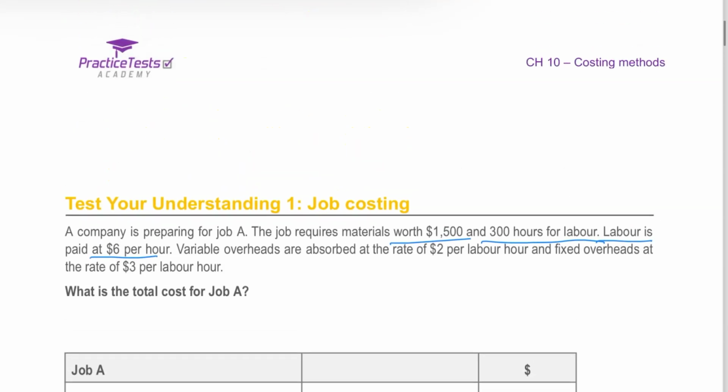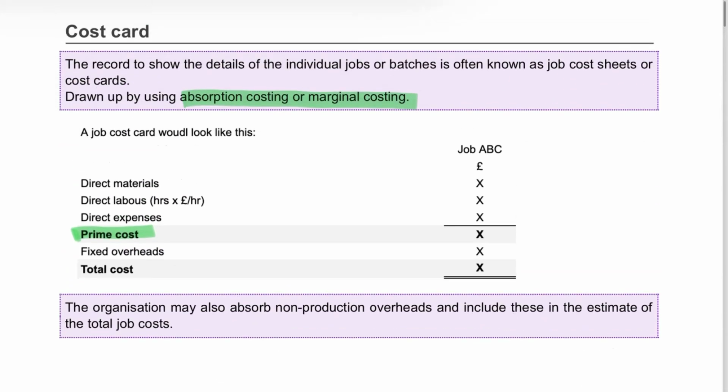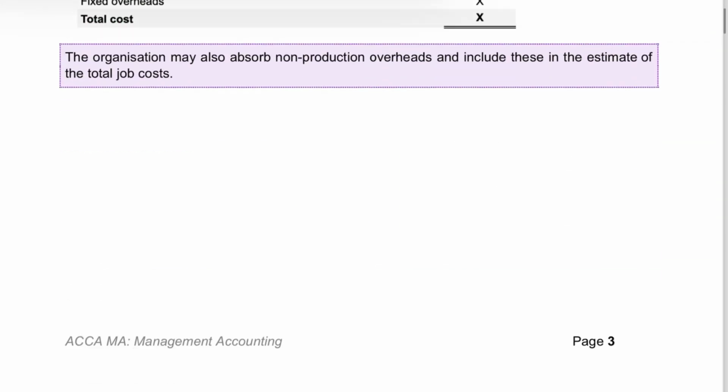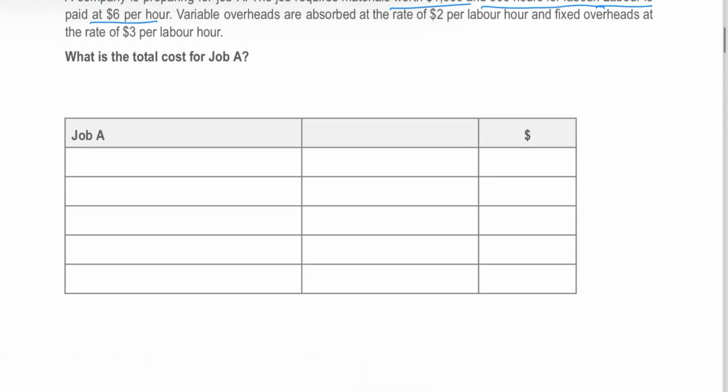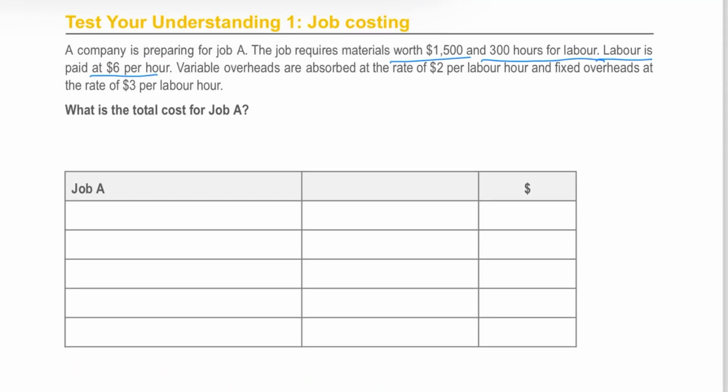The total costs in the job card or the job sheet consist of materials, labor, and other direct expenses and overheads. So first we'll have material here. Under material we will have $1,500 of material used. So we can include that here.